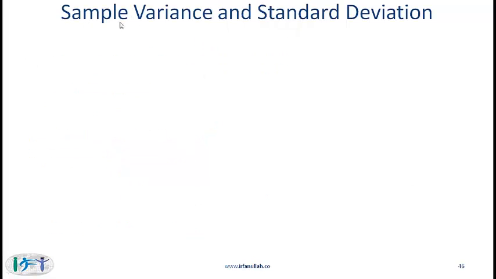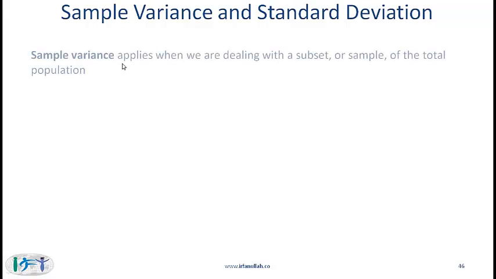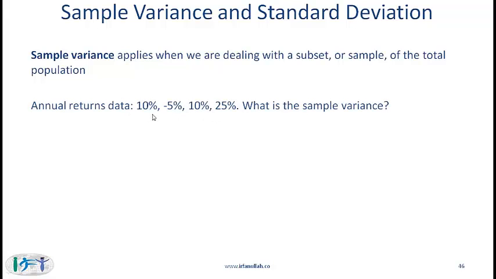Now let's look at the sample variance and standard deviation. The point now is that a sample variance applies when we are dealing with a subset or sample of the total population. So if your total population is defined as all stocks on a given stock exchange, and you pull out 4 stocks and you have the return on those 4 stocks, that now represents a sample, and the mechanism that we use to calculate the variance is slightly different.